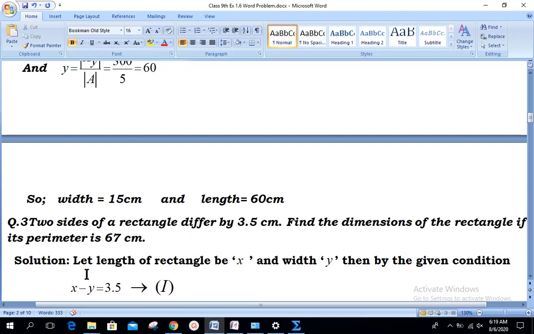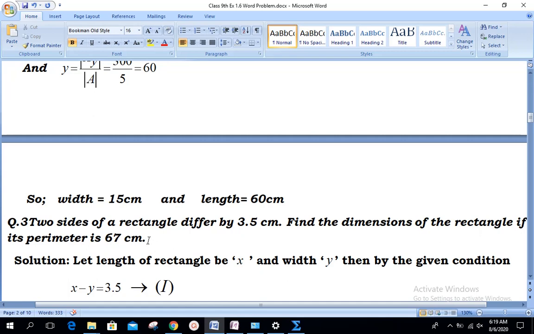So I will assume that the length of the rectangle is X and width is Y. Then according to the wording of the first sentence, X minus Y is equal to 3.5. This is the way of formulating equation number 1 by looking at the first sentence. What is next? Find the dimensions. Dimensions means length and width of the rectangle if its perimeter is 67 centimeter.